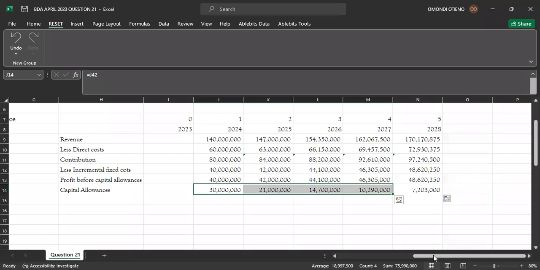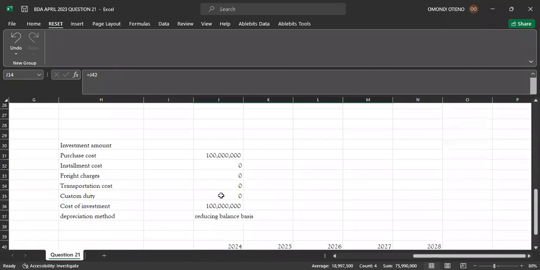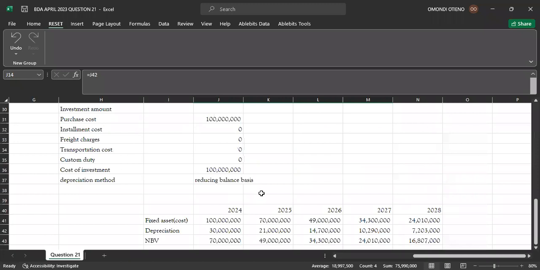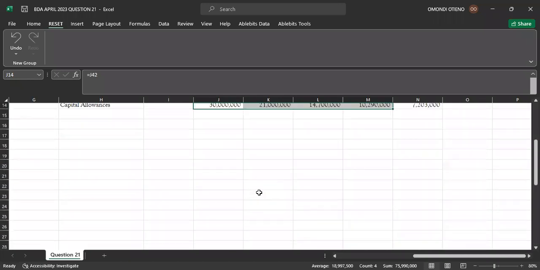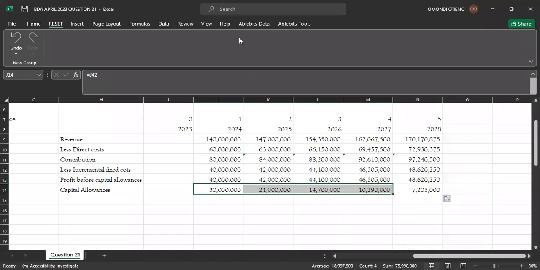But have we been told that the life of this investment, the life of this asset is 5 years? Have we been told anything of that kind?